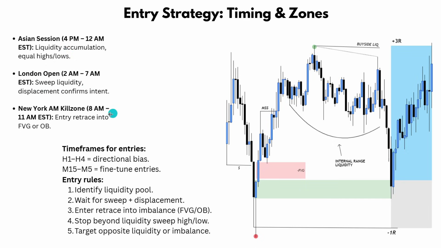So if you want to anticipate the New York session, just watch what the Asian session did and study the London session. So by the time you get to the New York session, you know exactly where price is likely to lead to. Now let's get into our time frames for entries. The hourly and the H4 is our directional bias. The M15 and the M5 is to fine tune our entries.